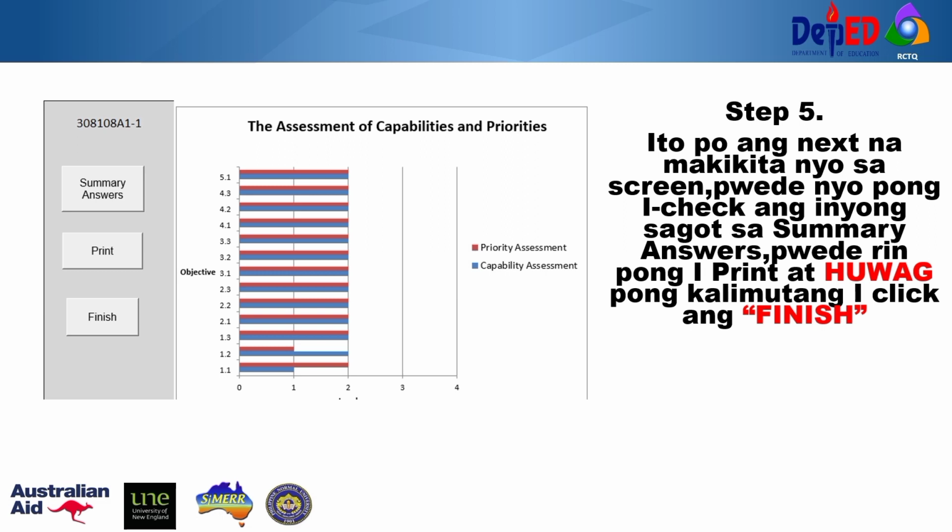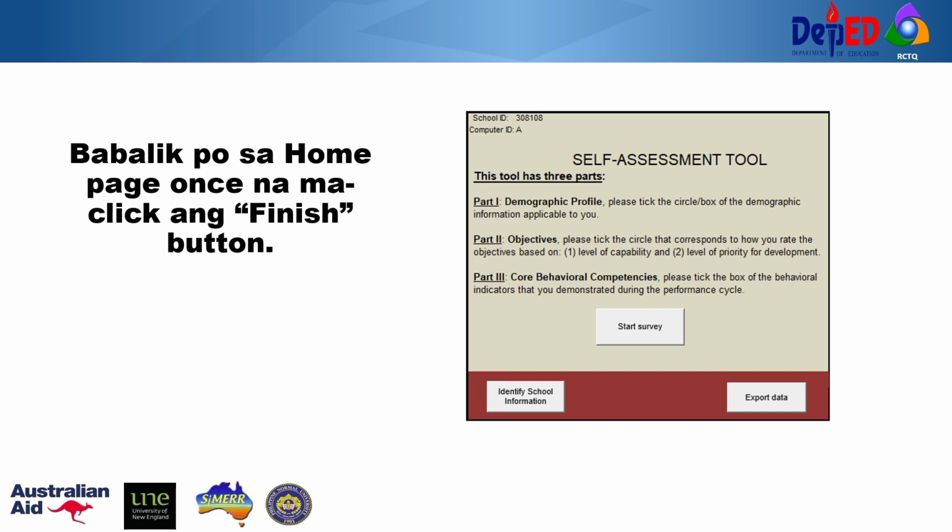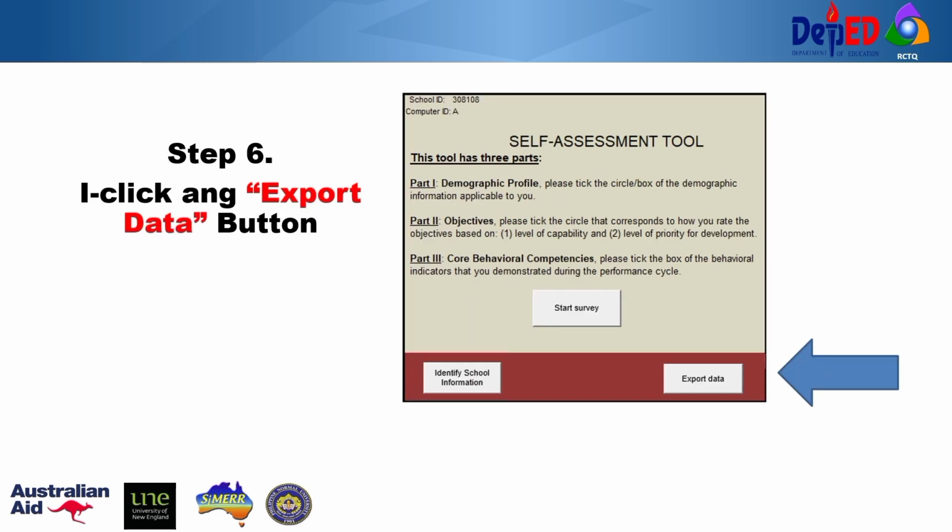So sa kaliwa, nandyan yung summary, print, then finish. Then, huwag pong kalimutang i-click ang finish. Okay? So, after you click finish, babalik po iyan sa home page. So, babalik sa ganitong interface. So, huwag kayong mag-alala. It means na kuha na ng database ang inyong information. Next is to click the Export Data button. The exported data, that will be the one that you're going to upload in our Google Drive.